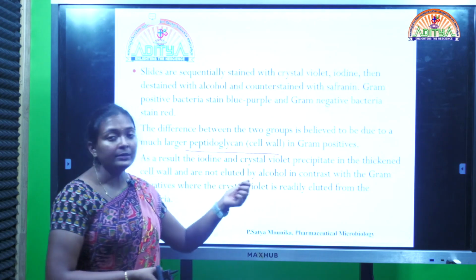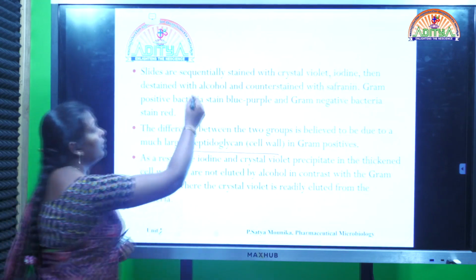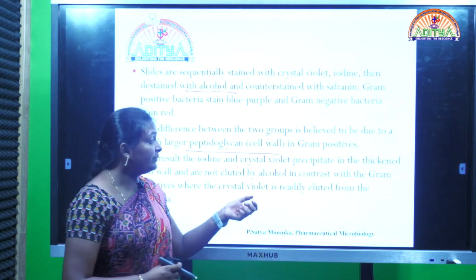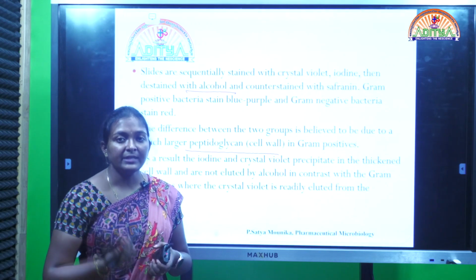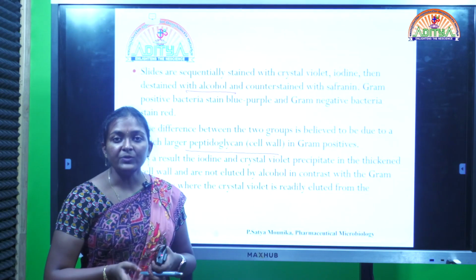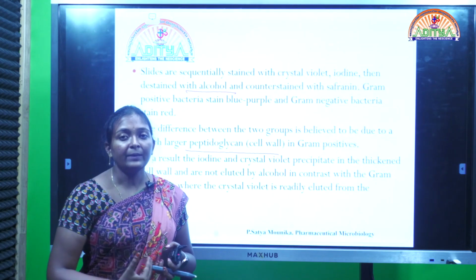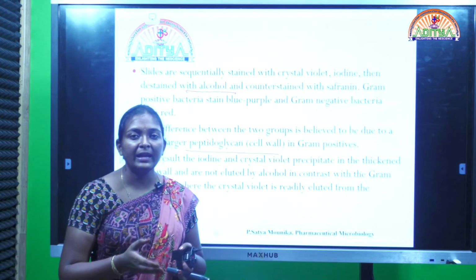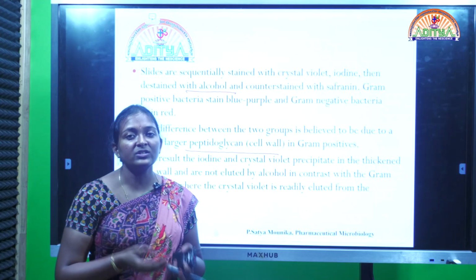After adding the iodine, as well as the crystal violet, with the help of the alcohol, the lipids present in the Gram negative bacteria are degenerated. The lipid constituents present in the Gram negative bacteria would be degenerated with the help of the alcohol. When it comes to Gram positive bacteria, we will observe less amount of lipid constituents. After adding the alcohol, it acts as a dehydrating agent, as well as a constricting reagent too.